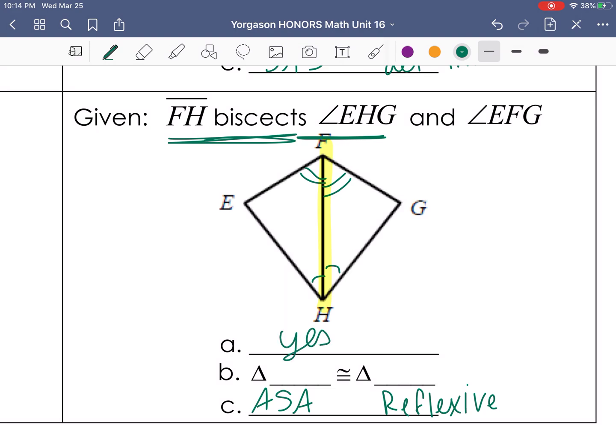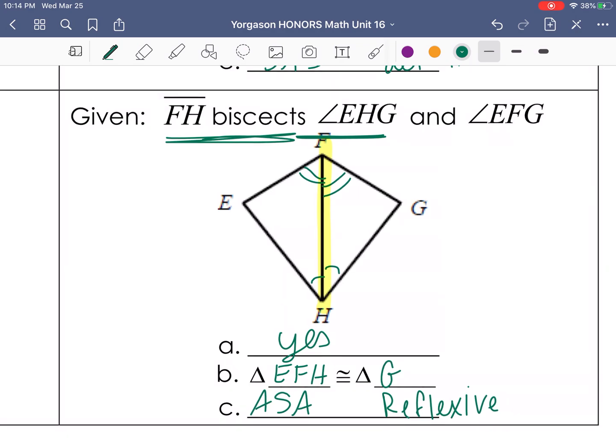Okay, so if we name the triangle on the left EFH, this one I think you could do. What is its congruency statement? GFH.